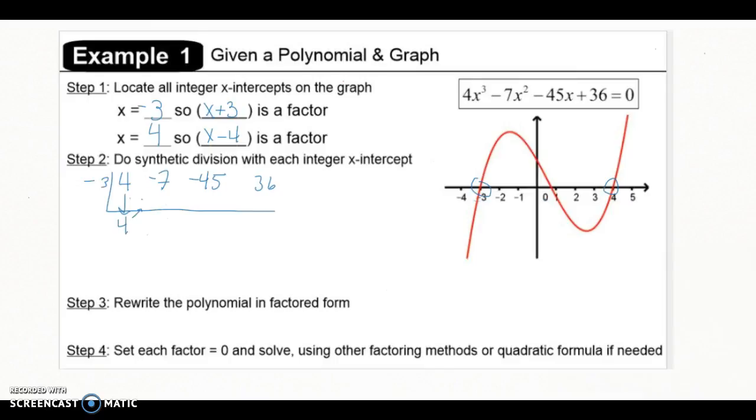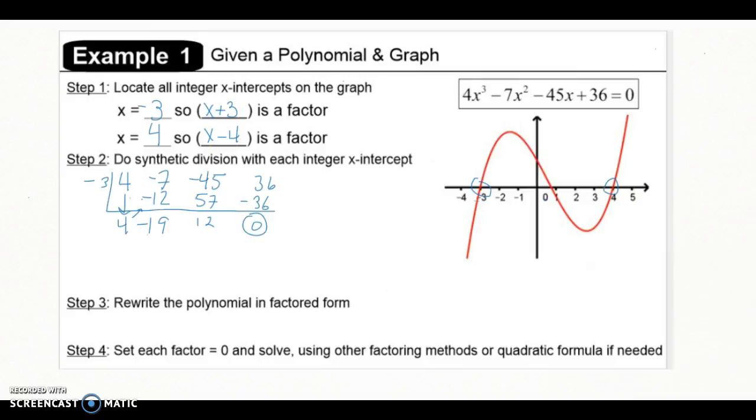So 4 times -3 is -12. -7 plus -12 is -19. -3 times -19 is going to be positive 57. -45 plus 57 would be a positive 12. 12 times -3 is -36. That 0 remainder, very good, because it's a factor, so it should be a 0 remainder.